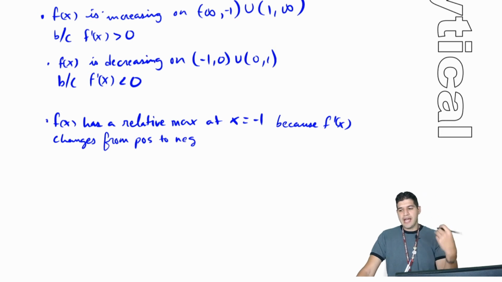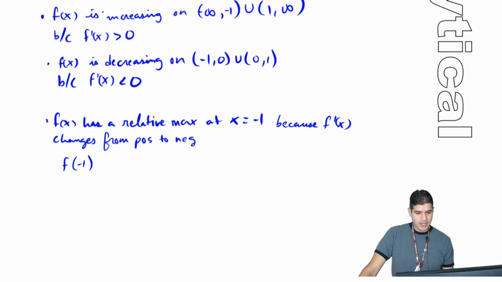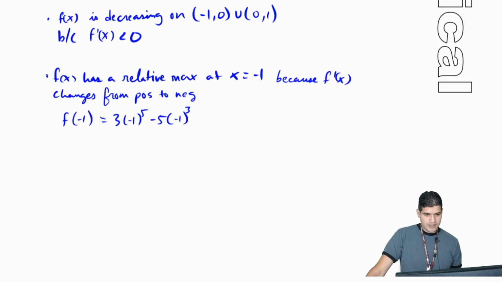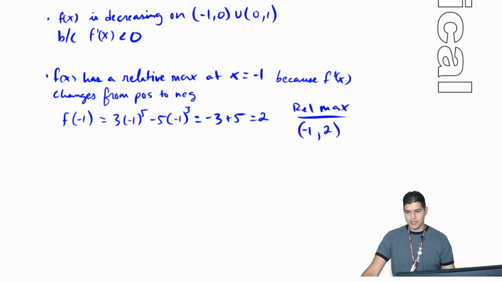So since I know the x value now, I can find the exact coordinates. Let's find f of -1 using my original function. That's going to be 3 times -1 to the 5th minus 5 times -1 cubed, which gets me -3 plus 5, which gets me 2. So my relative max is going to be at x equals -1 and y equals +2.